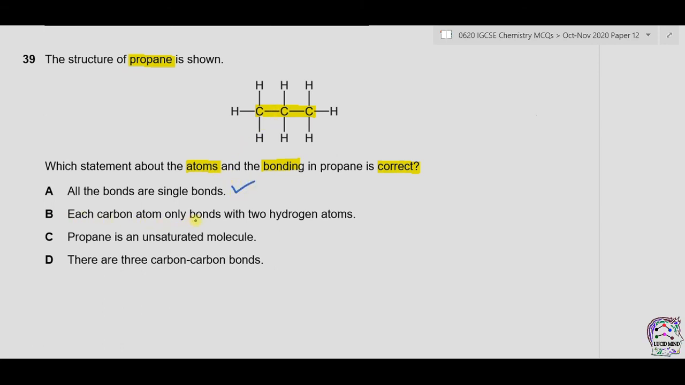B. Each carbon atom only bonds with 2 hydrogen atoms. As we can see that this carbon atom is making bond with 3 hydrogen atoms. So B is incorrect. C. Propane is an unsaturated molecule. As there is no carbon-carbon double bond present, so it is wrong. It is a saturated compound. D. There are 3 carbon-carbon bonds. As we can see that only 2 carbon-carbon bonds are present. One is this one and one is this one. So D is incorrect. The correct answer is therefore A.